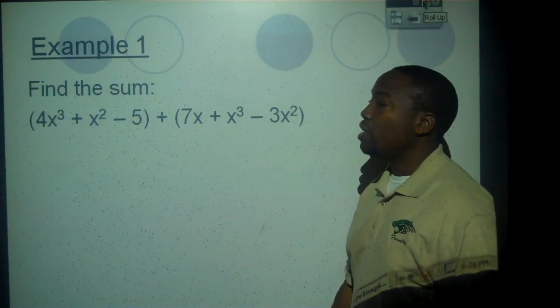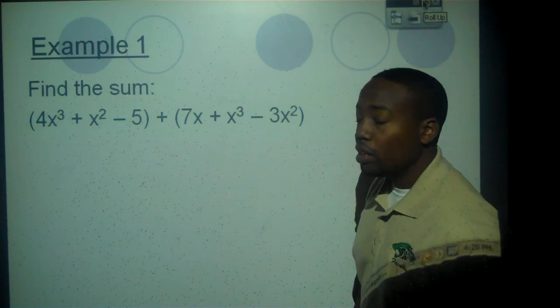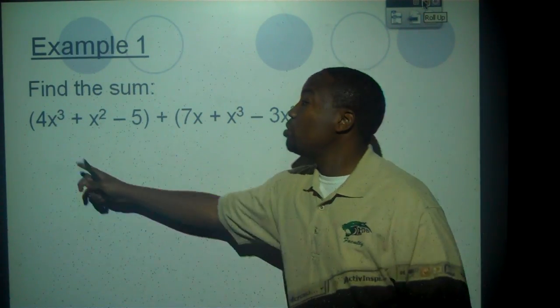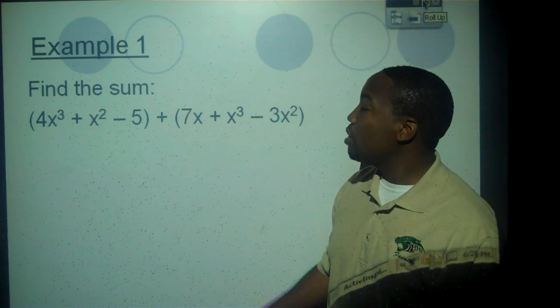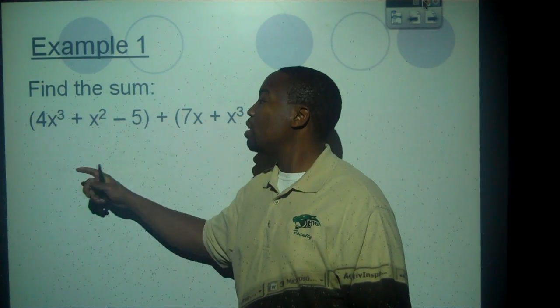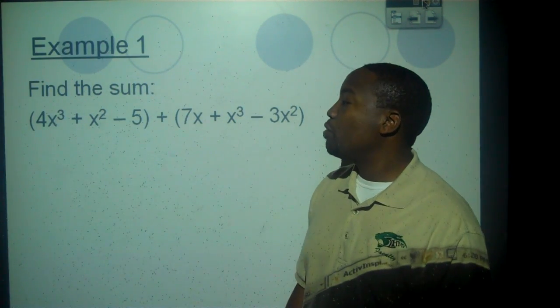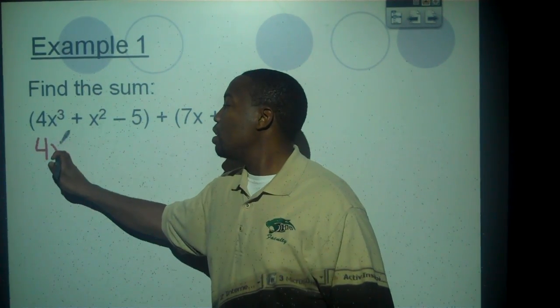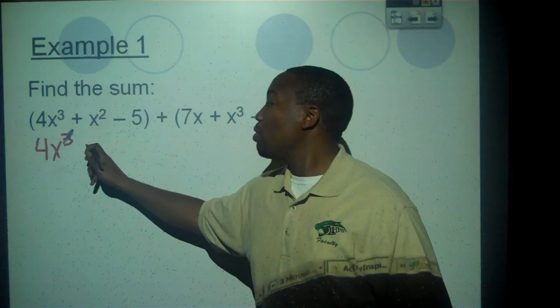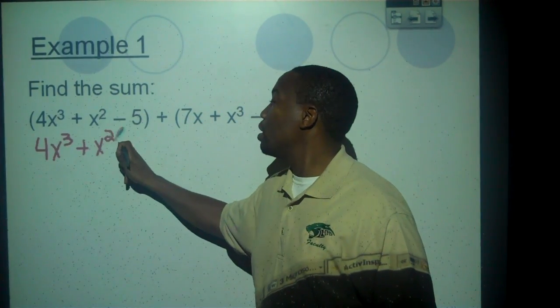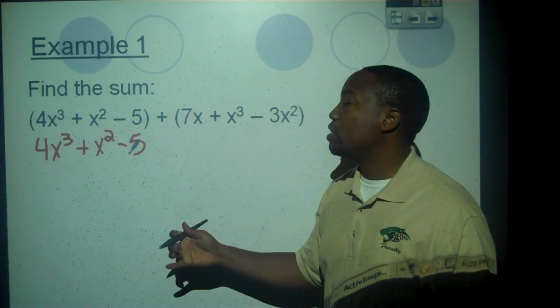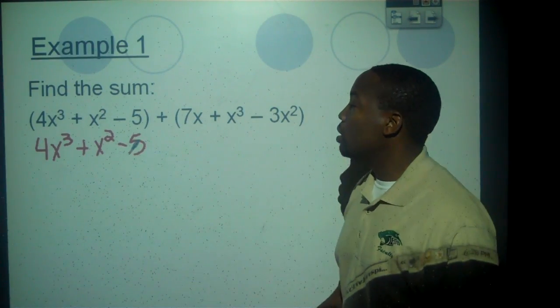Let's get everything in standard form. What did I say standard form was again? From highest to lowest. So what's my highest in this situation? The first parentheses. The highest is going to be 4x to the third. So I think this one is already done for me. I'm basically just going to rewrite it. That one's already in order: third, second, and of course the constant is 0, so that's the next one.